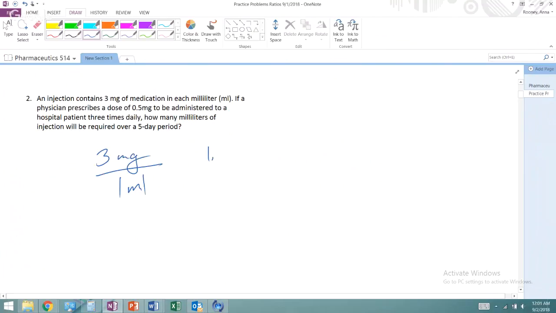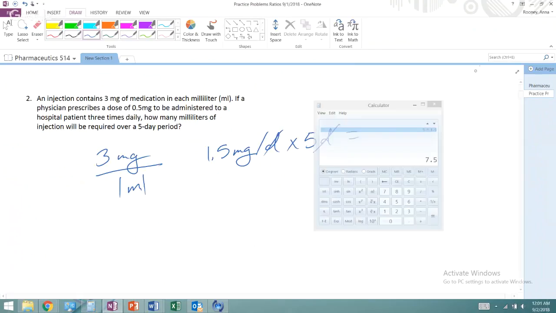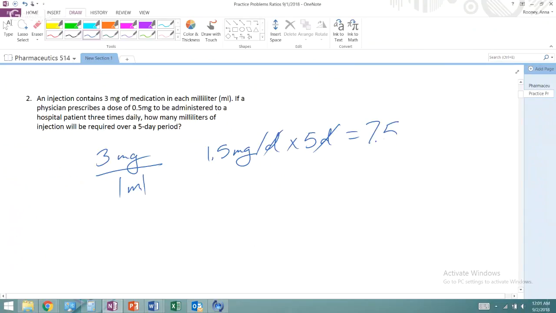So he wants 1.5 milligrams a day, and then that needs to be multiplied by 5 because it's 5 days, and that will cancel out those. So you end up with 5 times 1.5. Normally I know this off the top of my head, but I'm just tired. It's like, oh, it's midnight. See, and this is why I like doing these videos, is because it's midnight and I can still teach you.